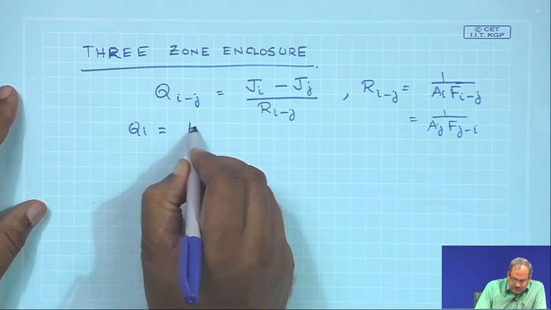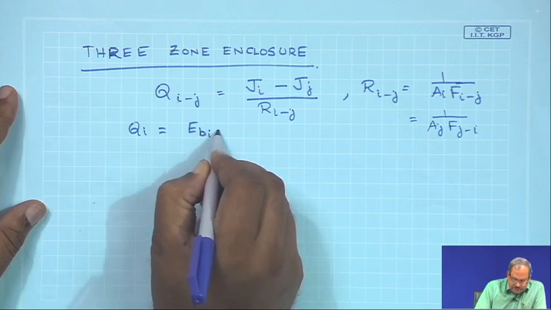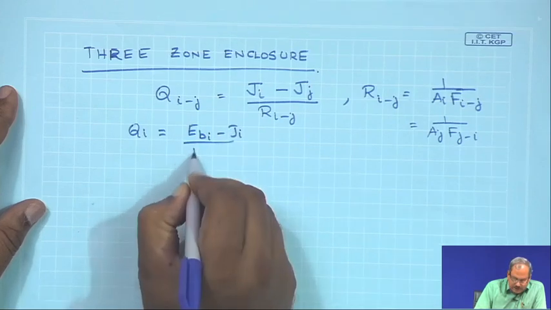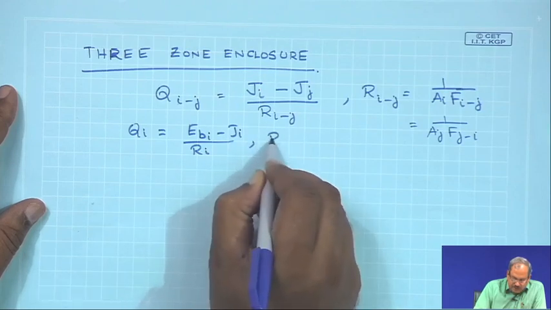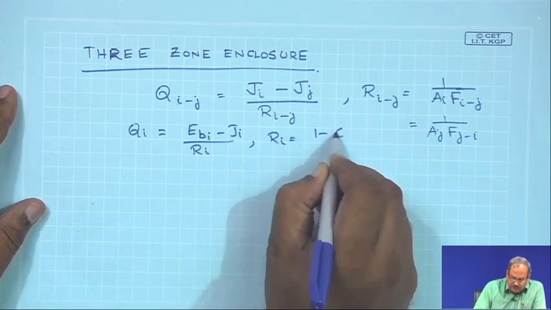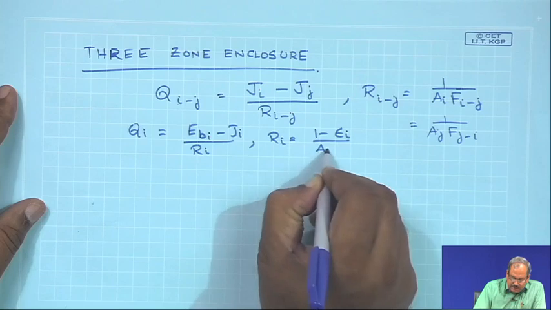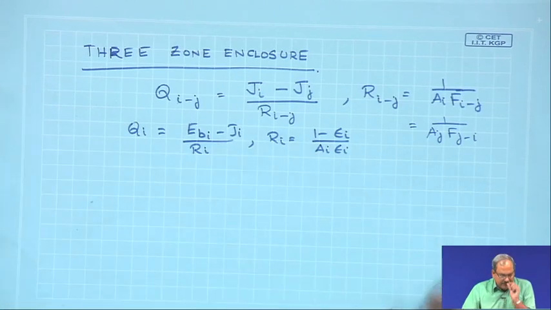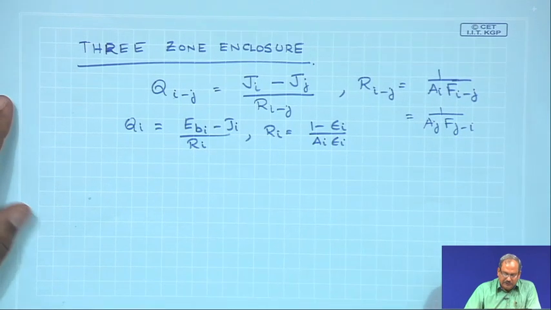And for Q I, which should be equal to E b I minus J I by R I, where R I would simply be 1 minus epsilon I by A I epsilon I. So, these are the relations which we are going to use for this case.